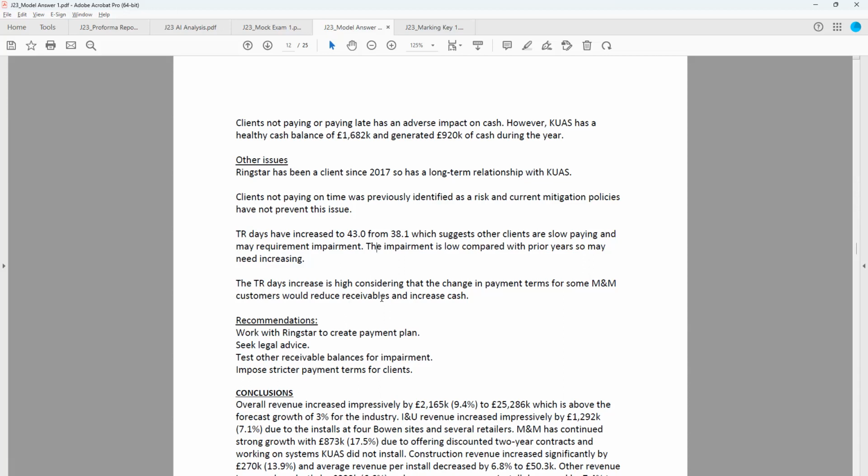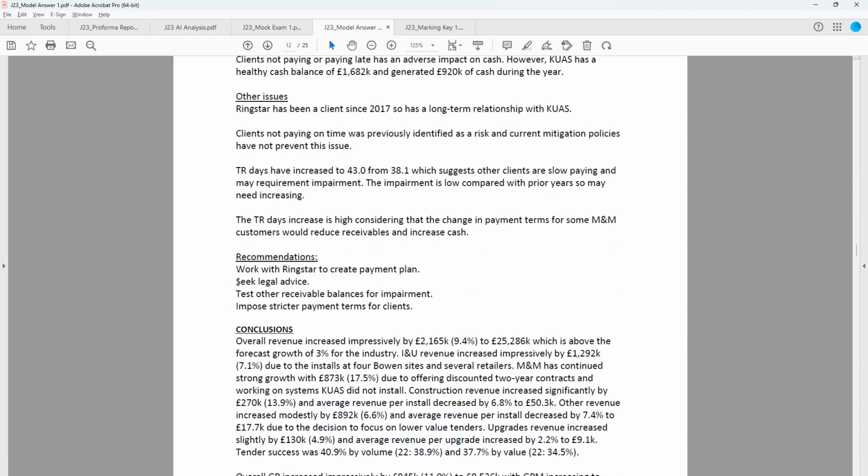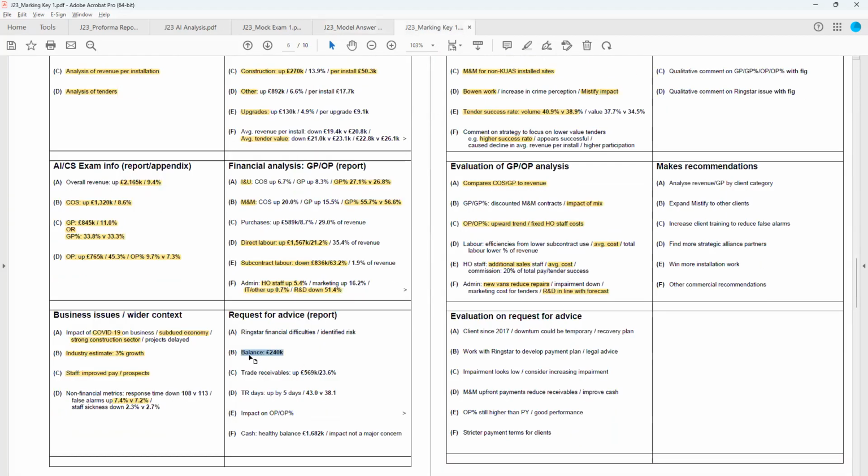And then some sensible recommendations, like legal advice, look at other balances for impairment, stricter payment terms, perhaps. It is quite difficult, this box here, but you should have been able to pick up some of the easier marks: impact on operating profit, the cash balance. You might not have gone as far as trade receivables days, but it's an identified risk. And then some action points as well. You should have been able to pick up a few points in here. There are a few easy points, which are worth getting.